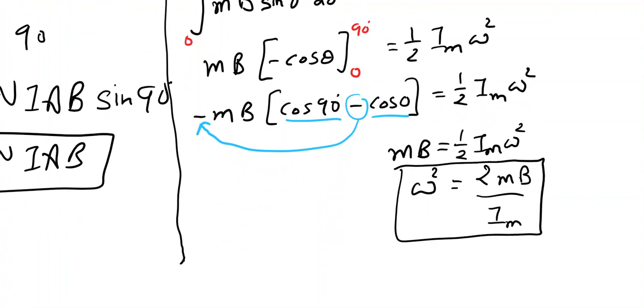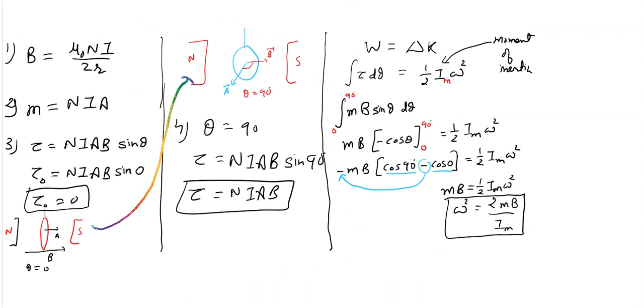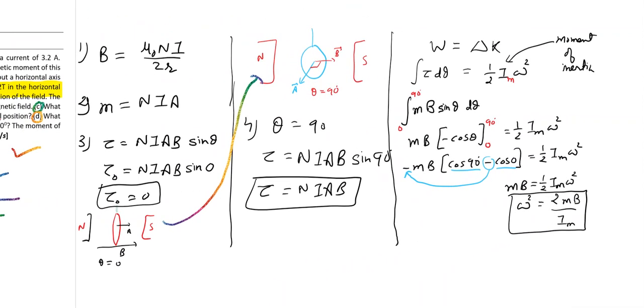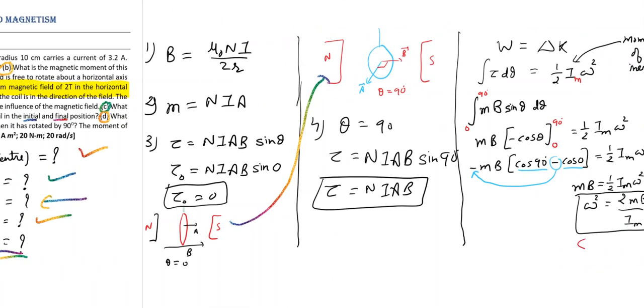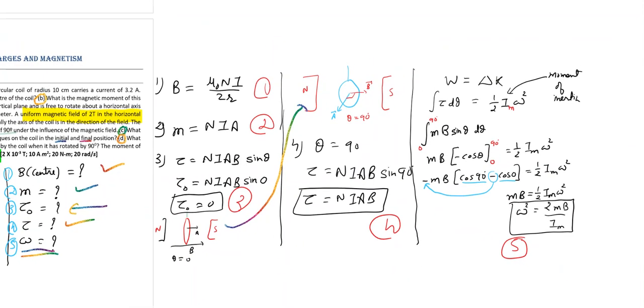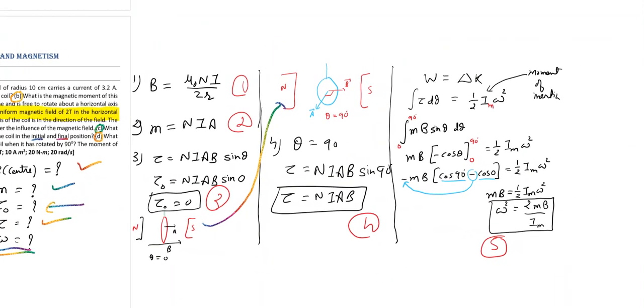So this is how you should be able to find out the angular speed of the coil, and that is the fifth result. This is the fifth result, this one is fourth, this is 3, 2 and 1. So carry out the calculations and you should have your answer. Thank you.